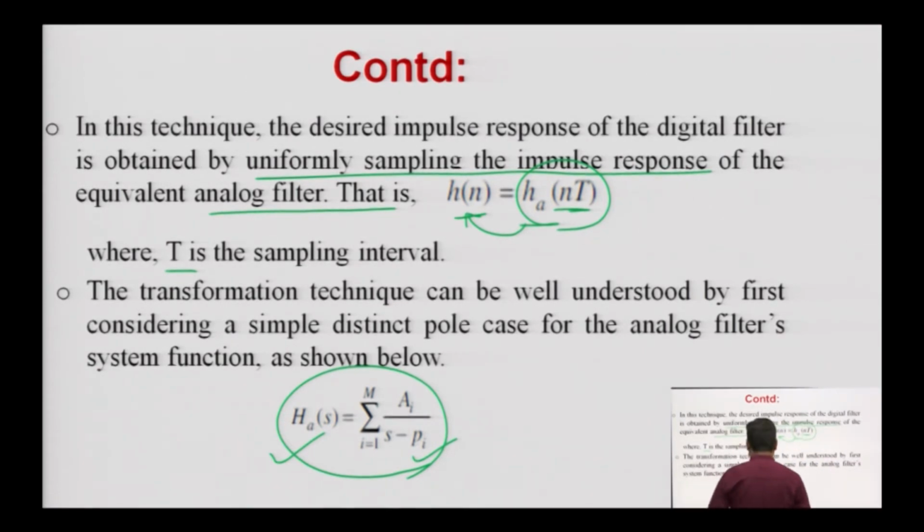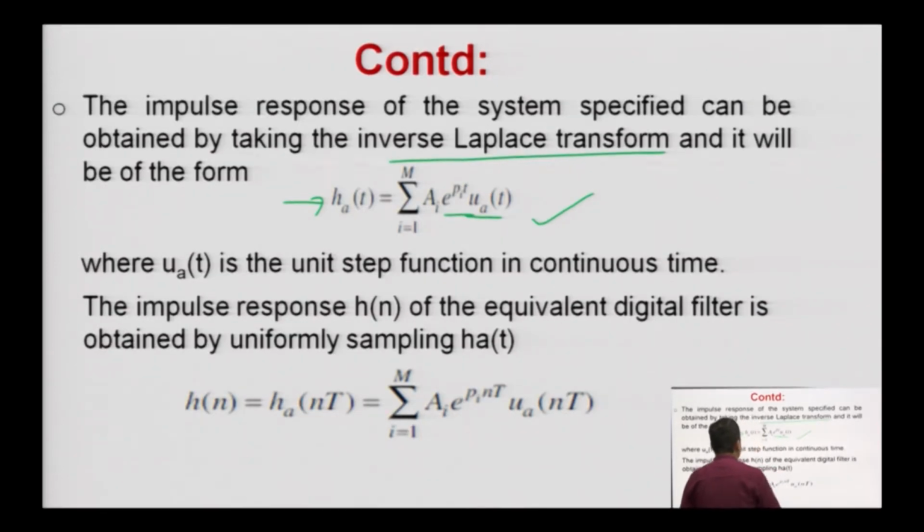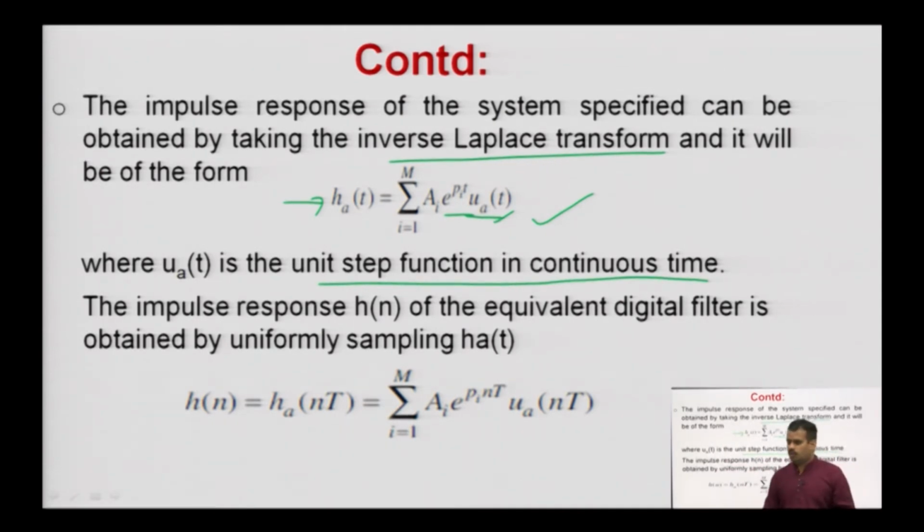Okay. So, here H_a(s) and h_a(t) is equal to summation from i = 1 to m of a_i, this is the formula by taking the inverse Laplace transform, e to the power p_i t into u_a(t). Next, u_a(t) is what? Unit step function in continuous time. The unit step function in continuous time is also the same: from t = 0 to infinity it is 1. If you talk in the discrete domain, then u(n) is equal to 1 from 0 to infinity for discrete values, because for non-discrete values it is not defined.